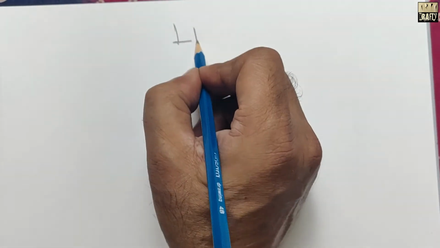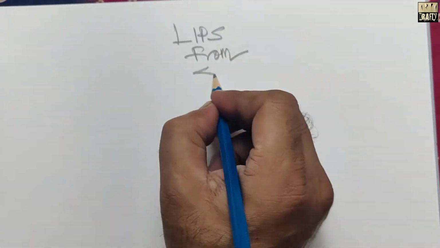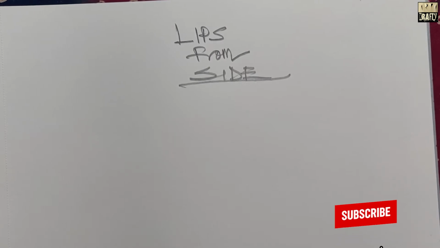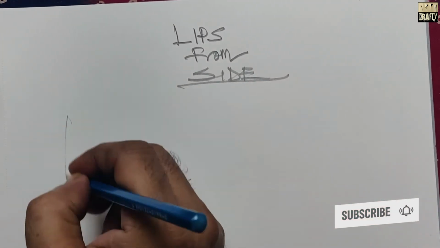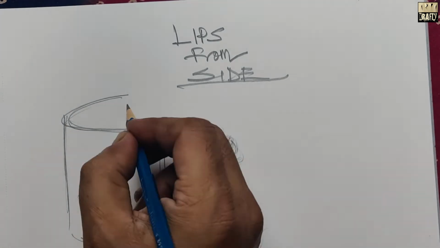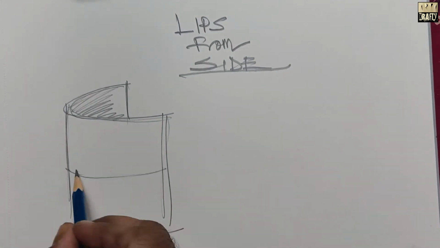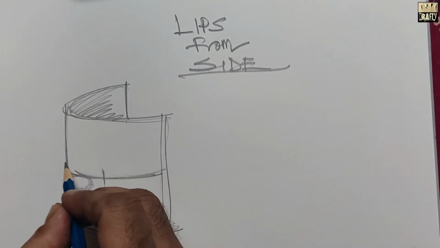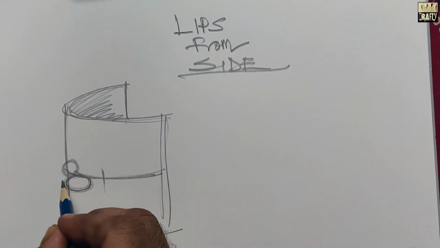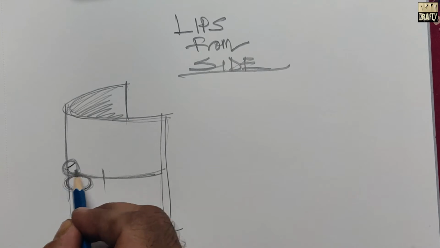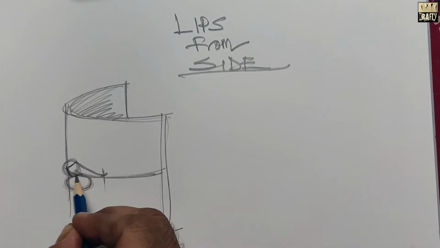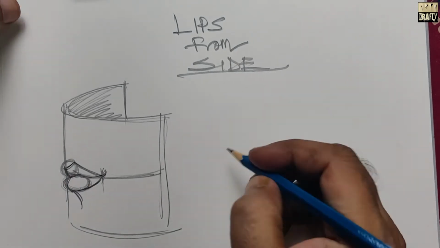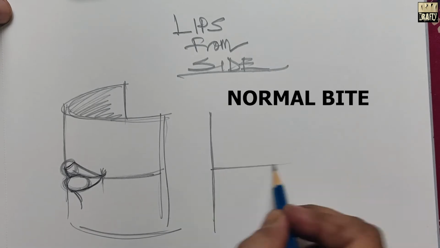Now we will learn to draw lips from the side. This is the plane for the lips. Draw one oval below the center line and one circle above it as I am doing. I have drawn three types of lips from side.